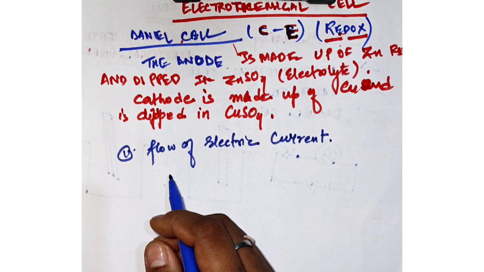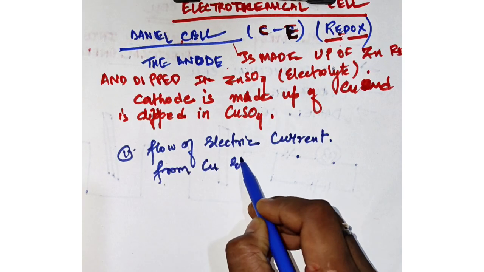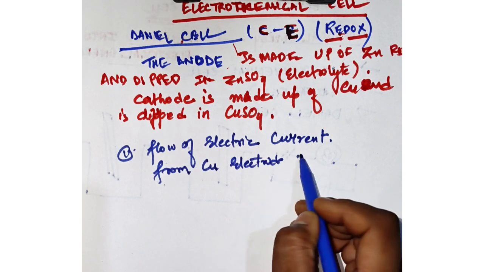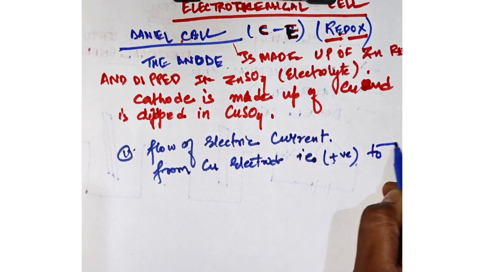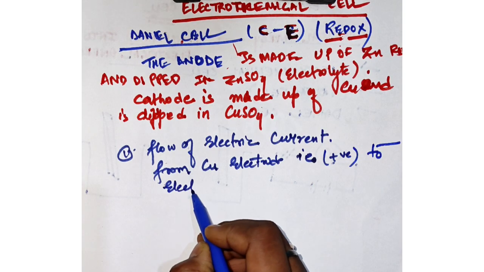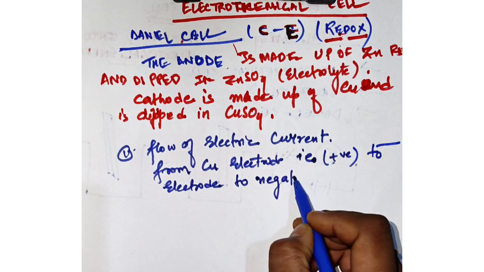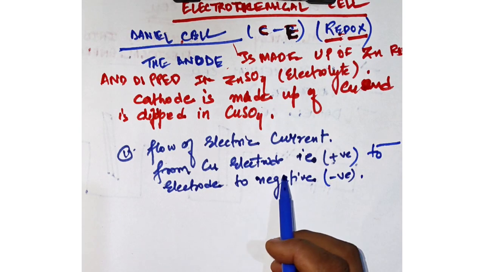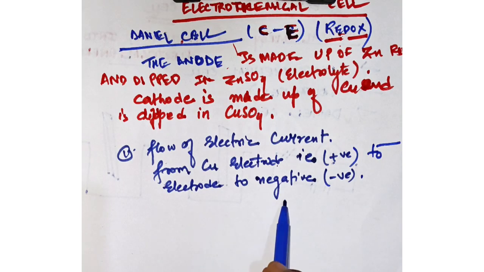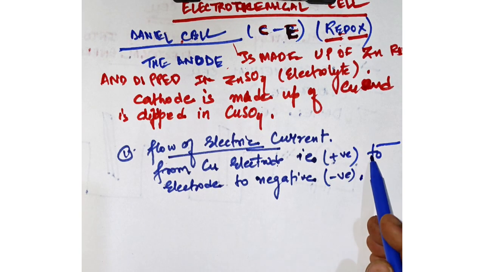Okay, in the external circuit, current flows from the copper electrode, that is your positive one, to the zinc electrode, the negative one. So it went from copper to zinc. That was the first observation of the Daniell cell, when the flow of electric current occurs from the positive to the negative side.